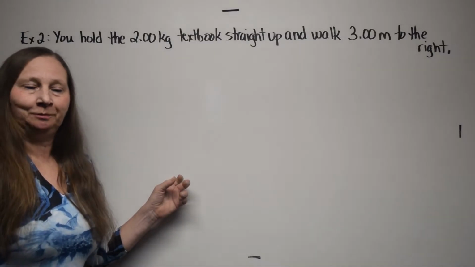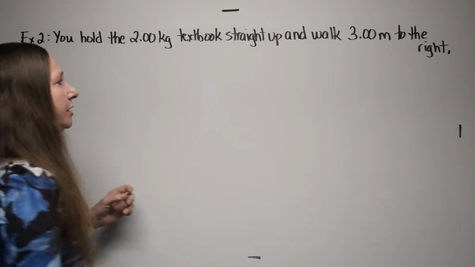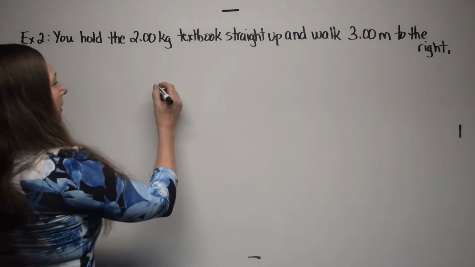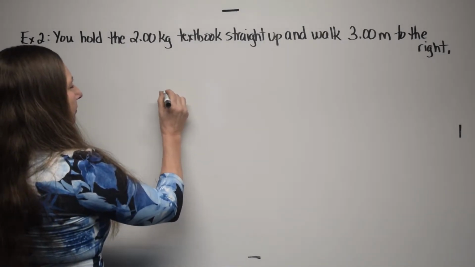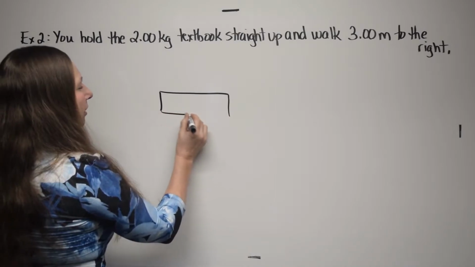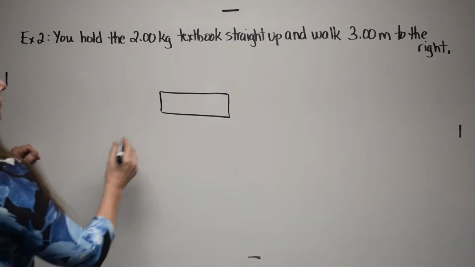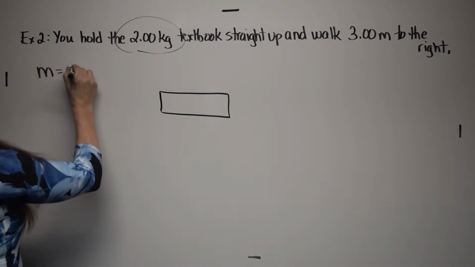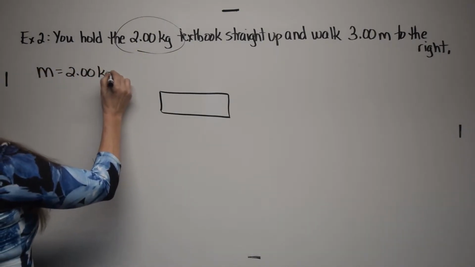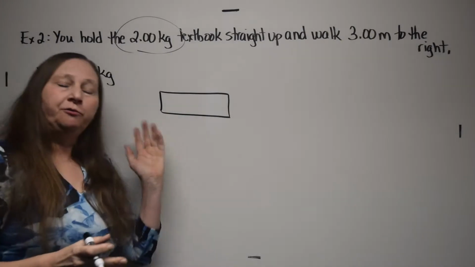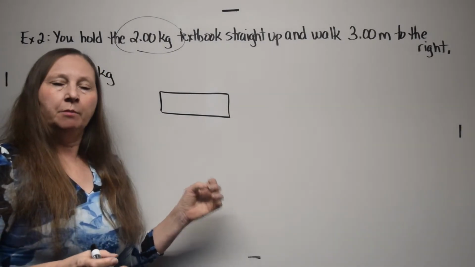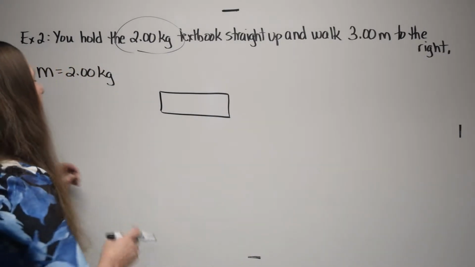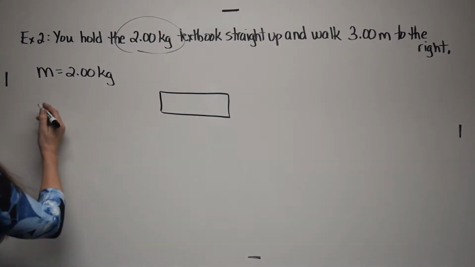Problem number 2. Always start with a free body diagram. So you're holding the textbook straight up. All right, so here's the textbook. All right, free body diagram. What are the forces on the textbook? All right, the mass of the textbook is 2 kilograms. Mass equals 2.00 kilograms. You want to draw the forces on the book. Mass is not a force. Weight is a force. So we convert the mass to the weight of the book.